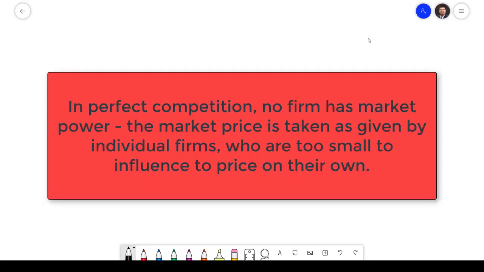These characteristics together imply that there is no market power in perfect competition. No individual seller has an ability to raise the price above the market price. There is a single market price that applies to everyone and no ability for any individual seller to charge any other price. This market price is determined by the interaction in the market between the supply and demand.